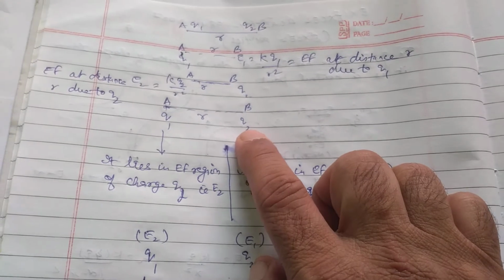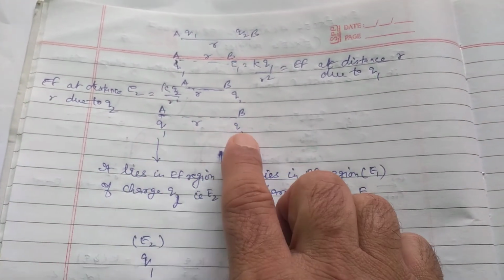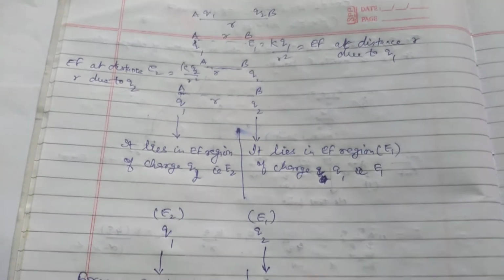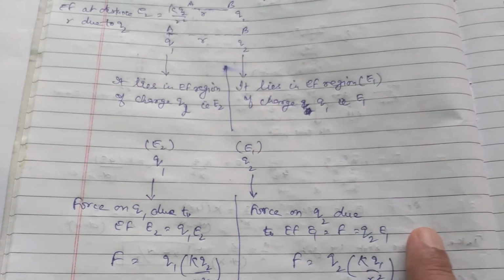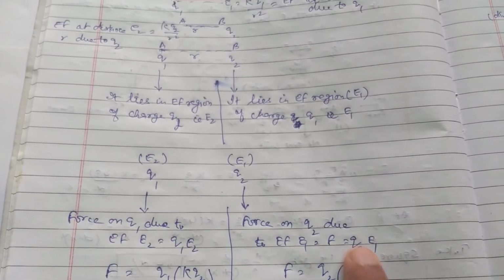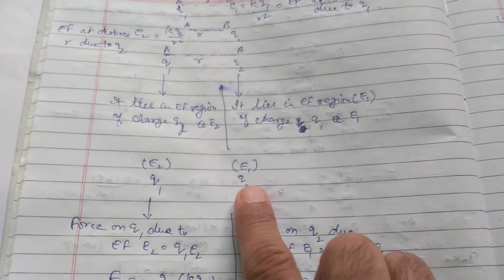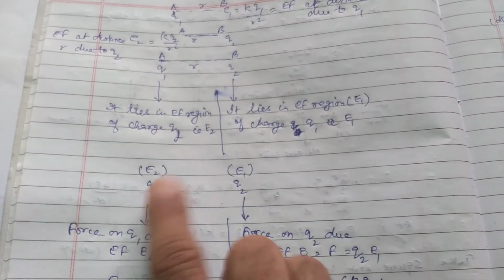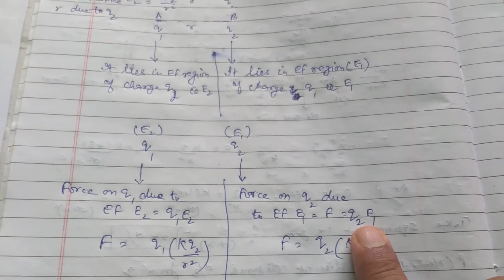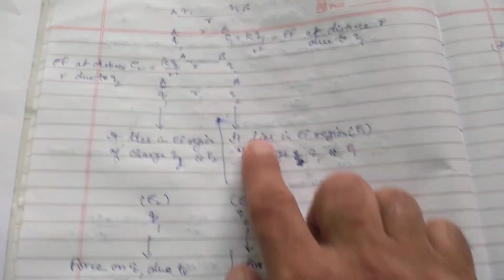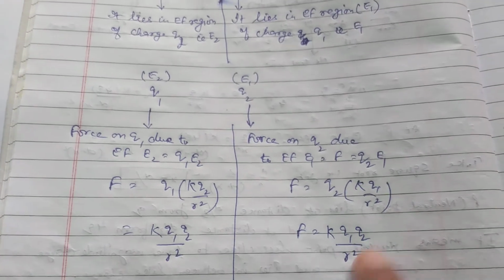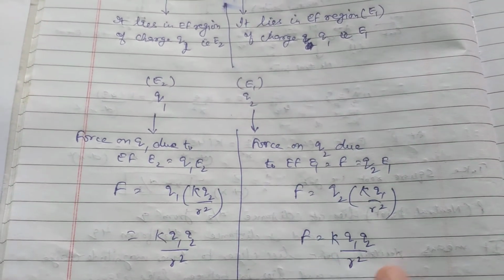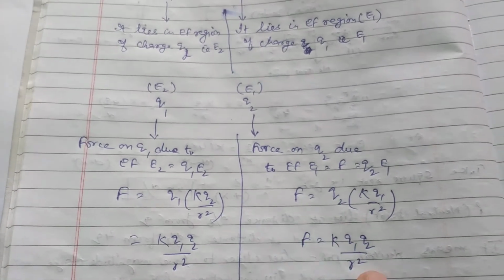Similarly, Q2 charge is lying in the electric field region of Q1. So it means that what will be the force on Q2? That is given by Q2 E1, where Q2 is the charge at this position and at this position there is an electric field due to Q1. So we will write in this manner and E1 comes out to be KQ1 upon R square. So it means that force again comes out to be KQ1 Q2 by R square. So this satisfies the concept of Coulomb's law.